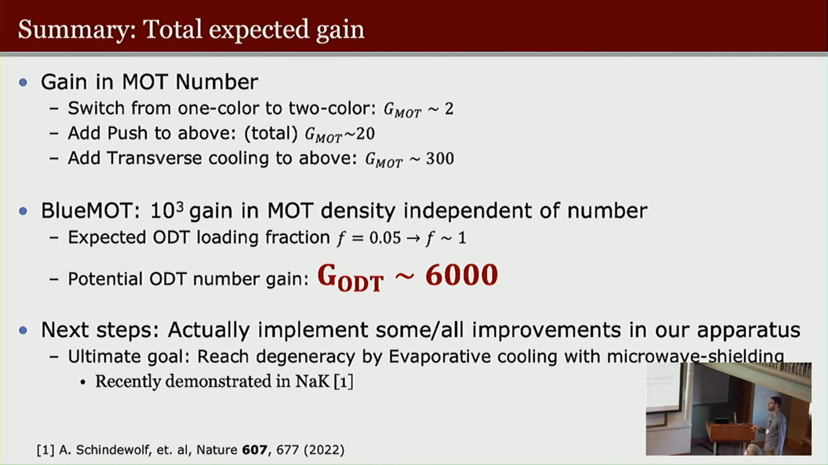By implementing this blue MOT that has sub-Doppler cooling, you should get an additional gain in your MOT density independent of your number. I believe that this will change our ODT loading fraction from about 5%, which is what it is for a 1 millimeter size cloud, to nearly unity, which I believe it would be for a 100 micron size cloud. If you add all this up, you'd get a potential ODT number gain of about 6,000, pretty high. So our next steps would be to actually implement some or all of these improvements in our apparatus.